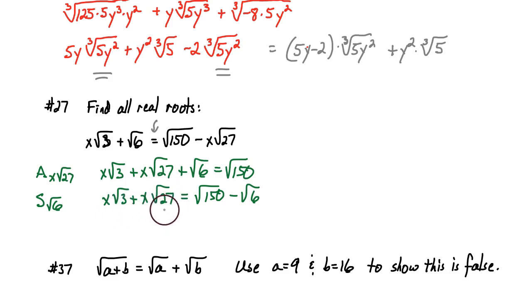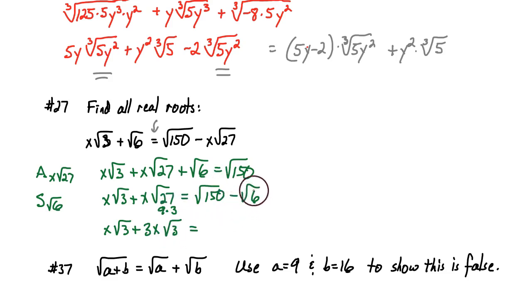Let's rewrite the 27 as 9 times 3, because we can find the square root of the 9. We have x square root of 3 plus 3x square root of 3 equals. What I did was I took the square root of 9, getting a 3, and then I said x times 3 makes a 3x. And then this 3 stays in the radical.